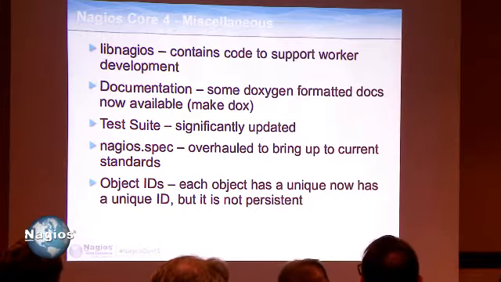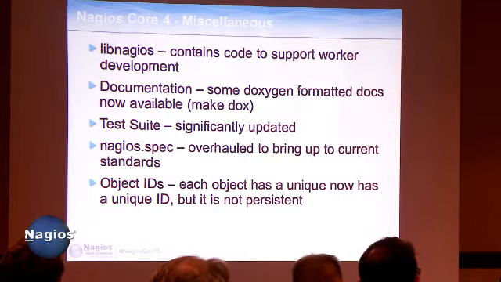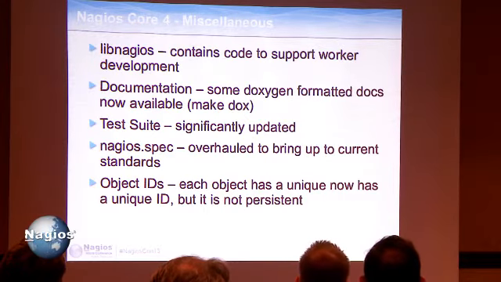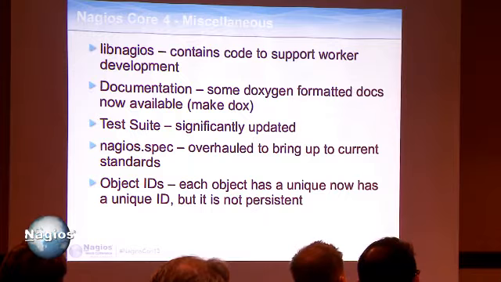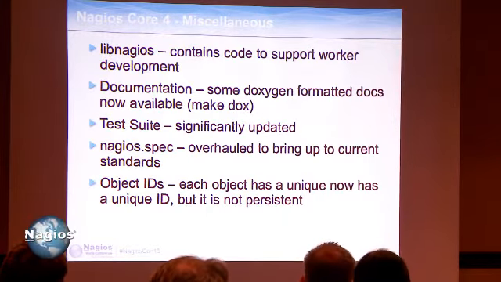All right, some miscellaneous things. Andreas has developed libnagios. Libnagios contains, I don't know, 8 or so components that are used to support the workers and would be used by somebody if they're writing a special purpose worker. All of the code for libnagios is in the lib subdirectory off the main Nagios source code root directory.